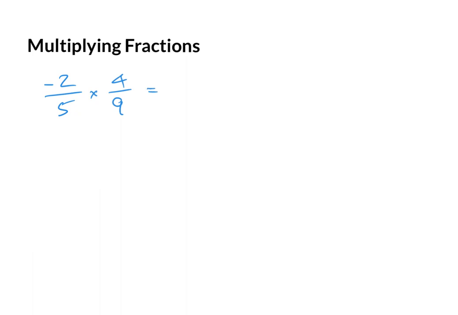All I need to do with multiplying fractions is to multiply the two numerators, that's the two tops, and multiply the two denominators, the two bottoms. So in this case, it's 2 times 4 on the top. 2 times 4 is 8, and it's negative 2 times 4, so it's negative 8. And then 5 times 9 is 45. So my final answer is negative 8 over 45. I can't simplify that, so I just leave it in that state.